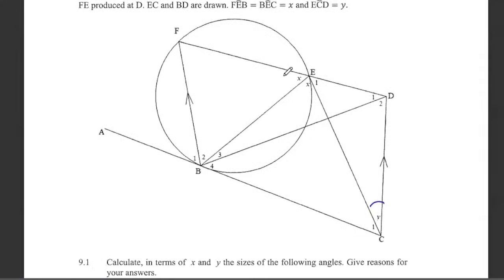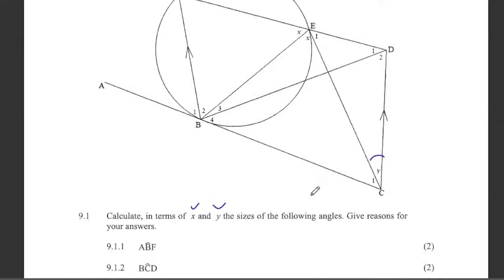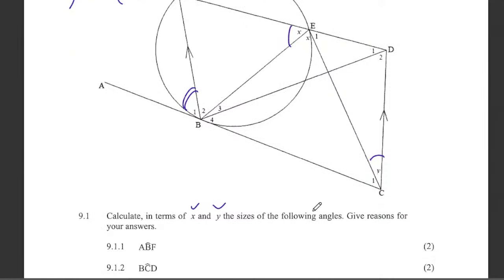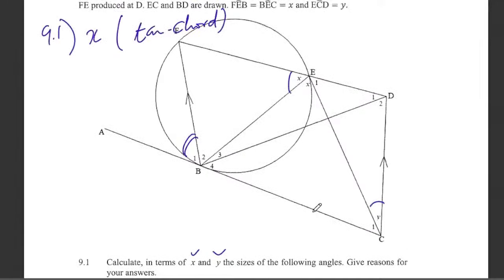So what is the first question saying? Calculate in terms of X and Y the size of the following, and we must give our reasons. ABF. They want us to get that. So what we know is that ABF is going to be X. Reason, that is the tan-chord theorem, for 2 marks.